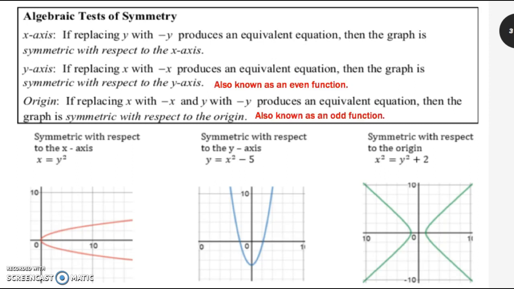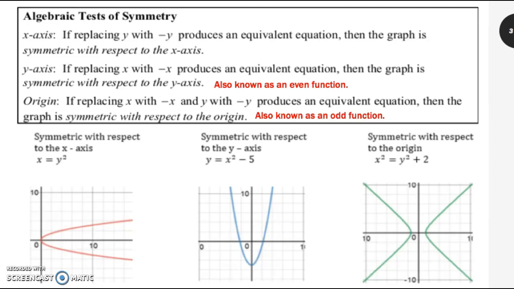If it is symmetric about the x-axis, we will replace y with its opposite value, and if we obtain the original equation, then we know our graph is symmetric with respect to the x-axis. If we replace x with the opposite of x and it produces the equivalent equation, we are symmetric about the y-axis. This is also known as an even function, and we'll talk about this in a little while.